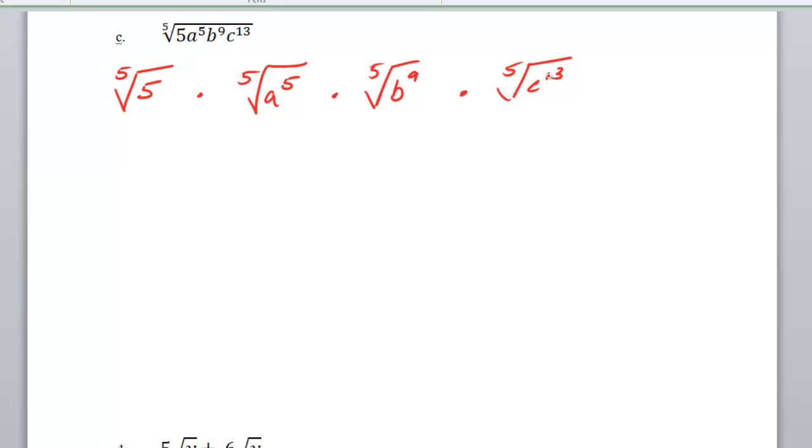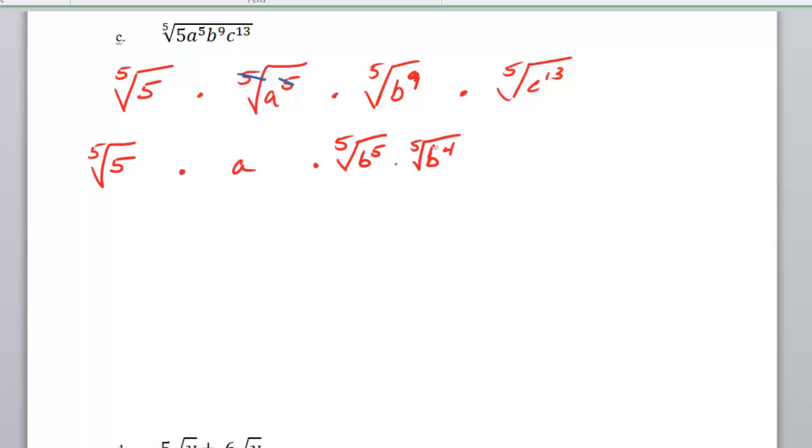Okay, and so we'll get started here with simply the fifth root of 5, which can't be simplified. So we just are going to carry that down every single step. For the fifth root of a to the fifth, the powers cancel each other out, leaving us simply a. Now we have b to the ninth power. What's going to happen here is I can break this up into b to the fifth, and what will be left over is b to the fourth.